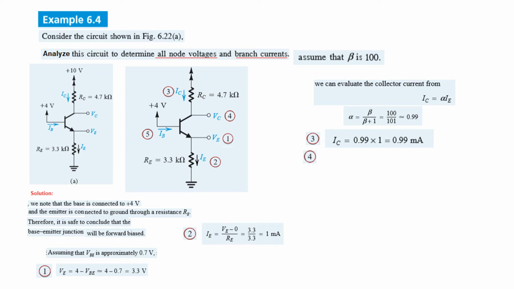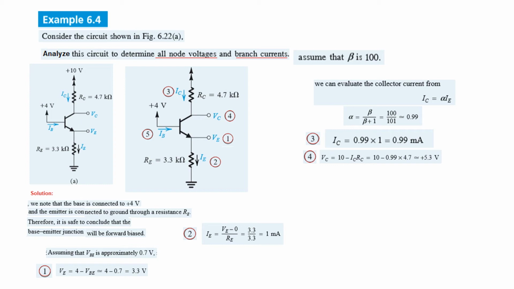Now let's see the fourth point, which is VC. Now VC, when we say VC, it is with respect to ground. So we can say that this voltage 10 volt, VCC, minus this drop in the RC resistance is equal to VC. So VC is 10 minus IC RC. We have all the parameter values, and therefore VC is 5.3 volt.